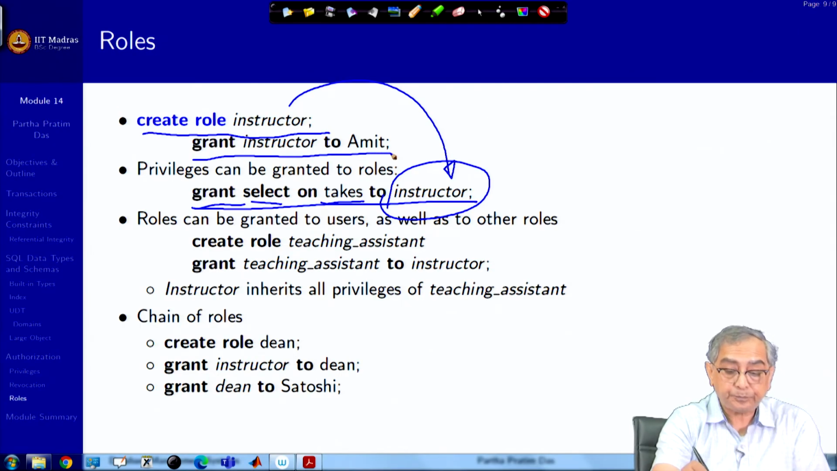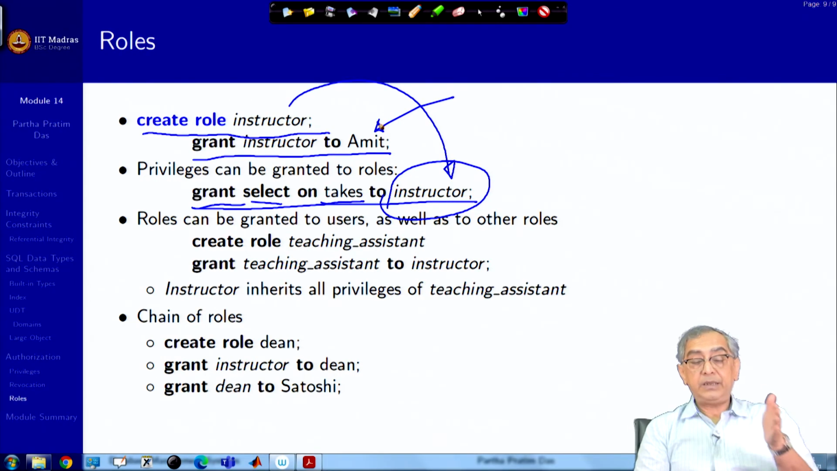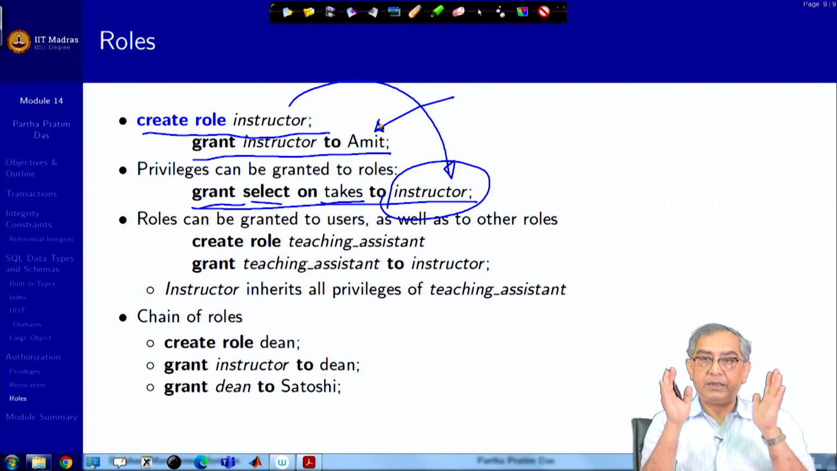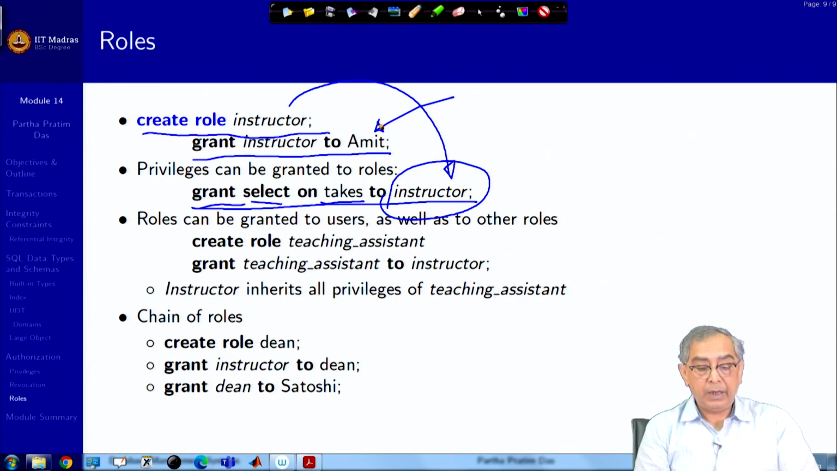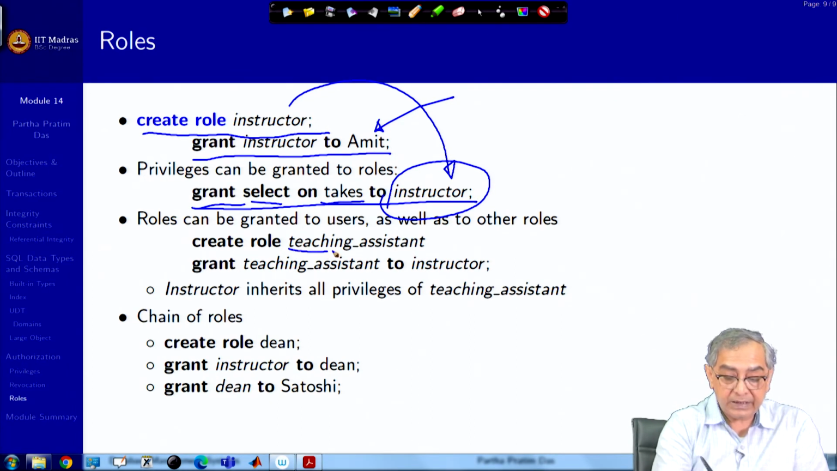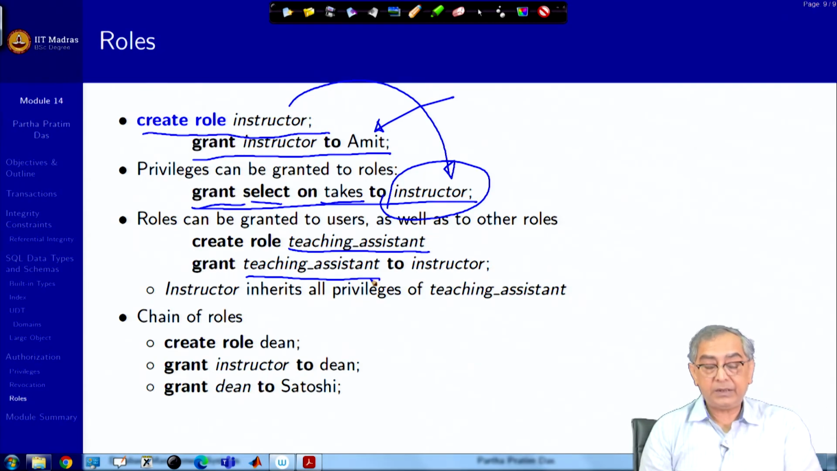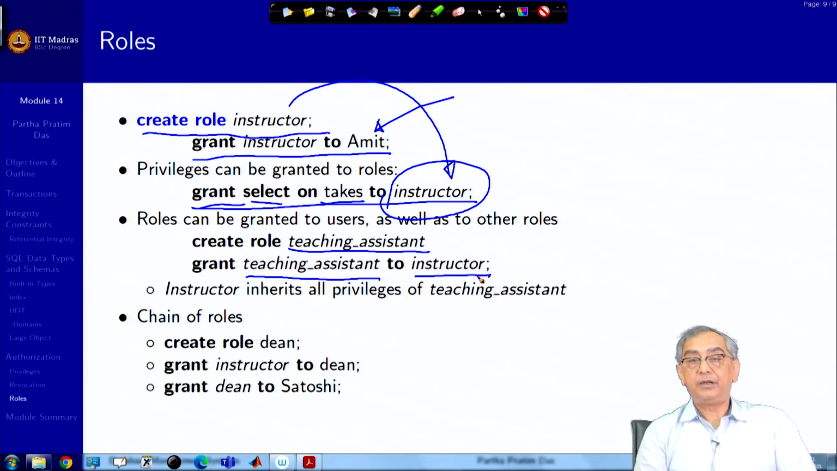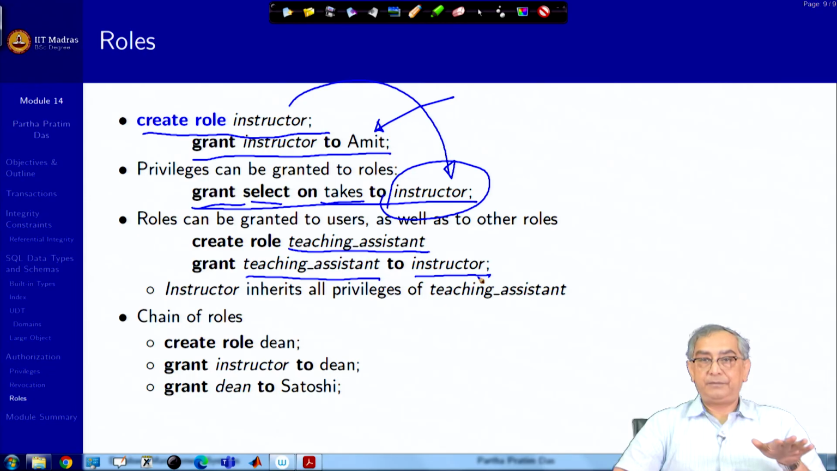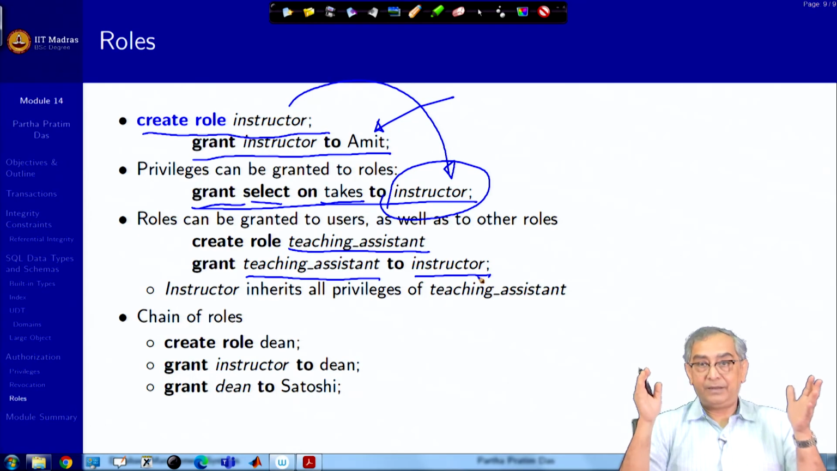That is, grant instructor to Amit, where Amit is a particular user. When you say grant instructor to Amit and then grant certain privileges to the instructor role, Amit by inclusion gets those privileges. That is the basic property of the role, and roles can be granted to users. For example, you have a role teaching assistant and you grant teaching assistant to instructor. The instructor now gets all the privileges of the role teaching assistant, kind of becomes a superset, not the other way.